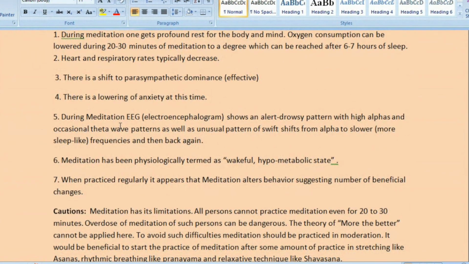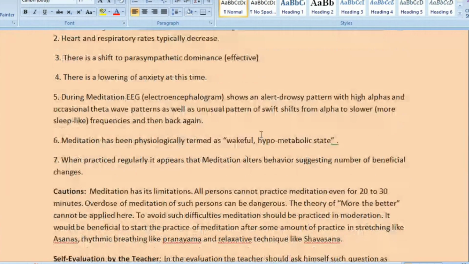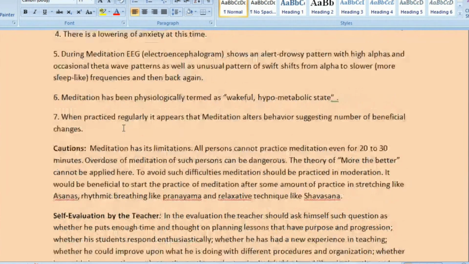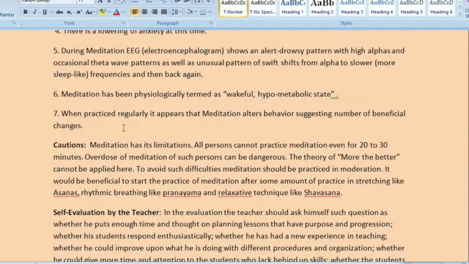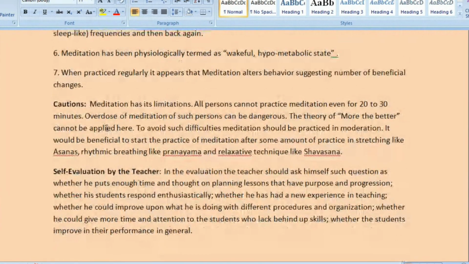During meditation, EEG shows an alert drowsy pattern with high alphas and occasional theta waves, as well as an unusual pattern of swift shift from alpha to slower frequencies and then back again. Meditation has been physiologically termed a wakeful or hypometabolic state. When practiced regularly, it appears that meditation alters behavior, suggesting a number of beneficial changes.